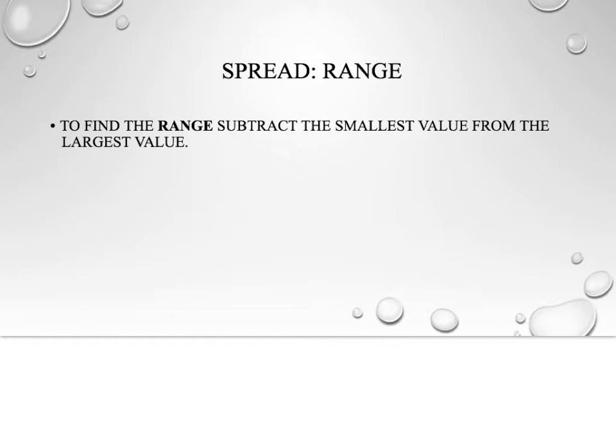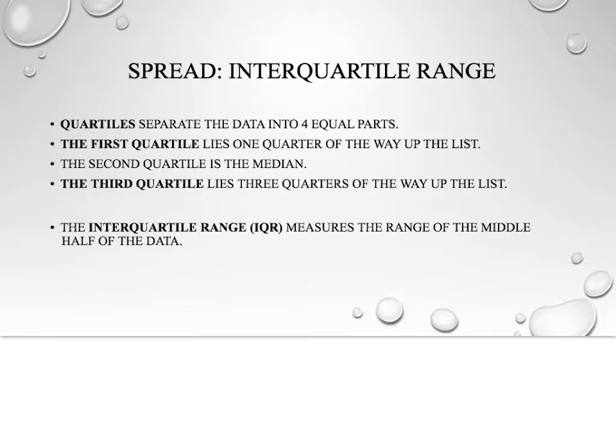Well, when we're talking about spread, most often we're going to talk about range. Just subtract the smallest value from the largest value, and you've probably done that before. But we're also going to talk about something called the interquartile range. So to do that, we need to talk about quartiles. Quartiles separate our data into 4 equal parts. So we're breaking our data up into quarters.